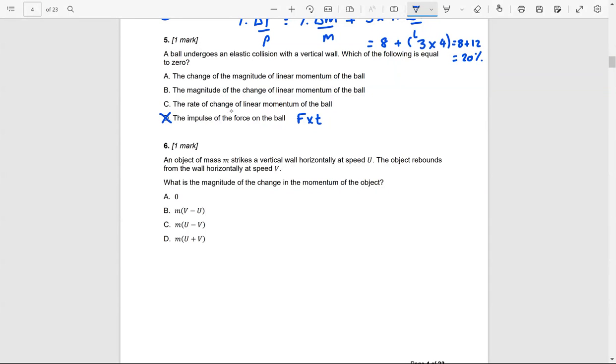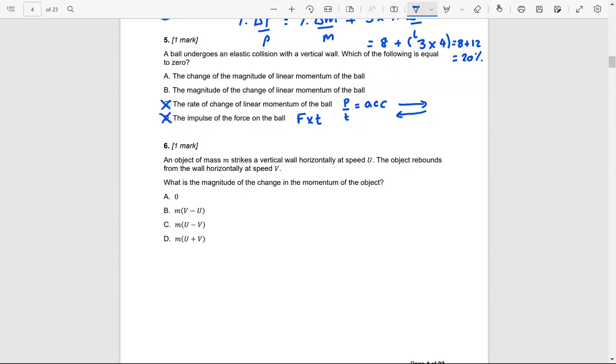The rate of change of linear momentum. So the rate of change of linear momentum is the acceleration, and as we're getting a change of speed, there is a change of velocity, there is an acceleration, so it's not C. And then we come to B.